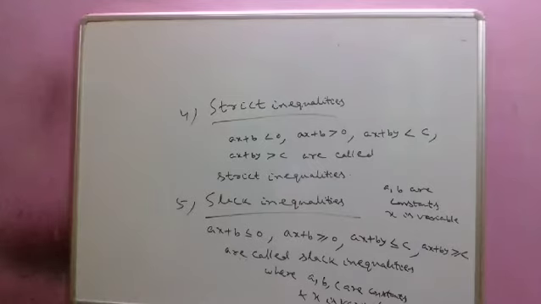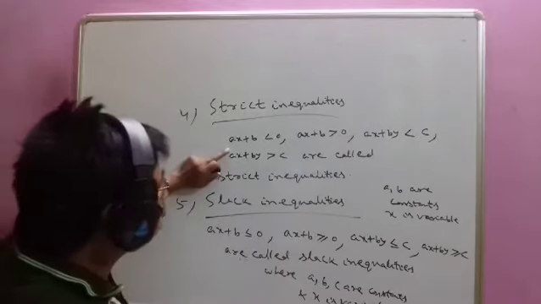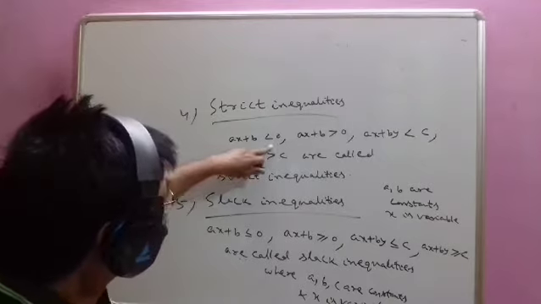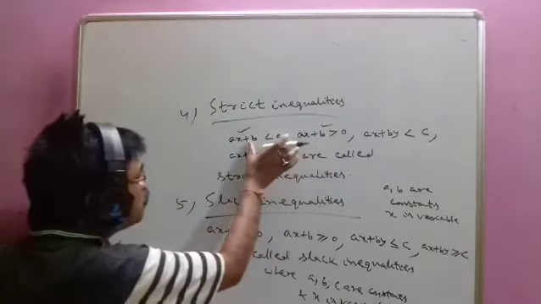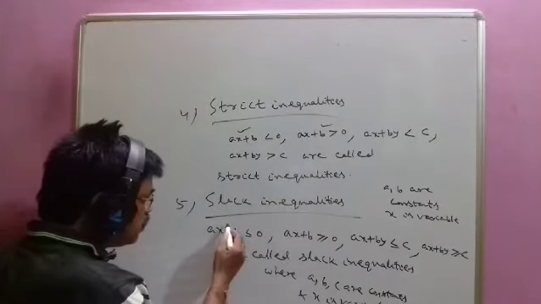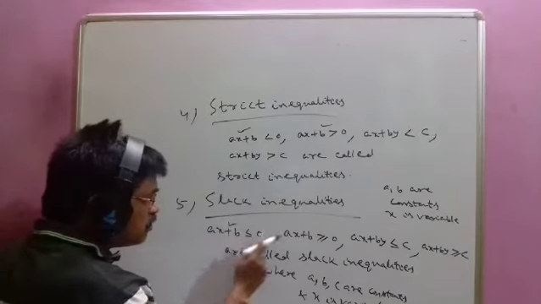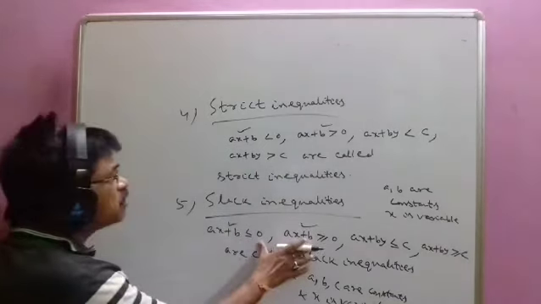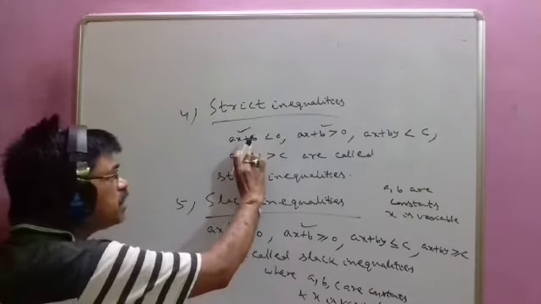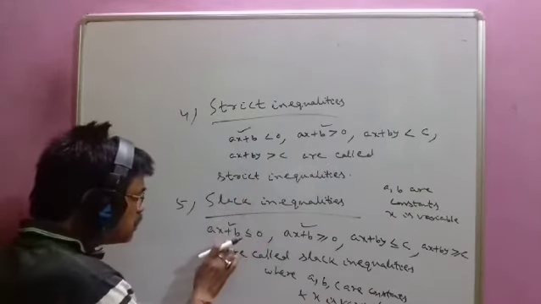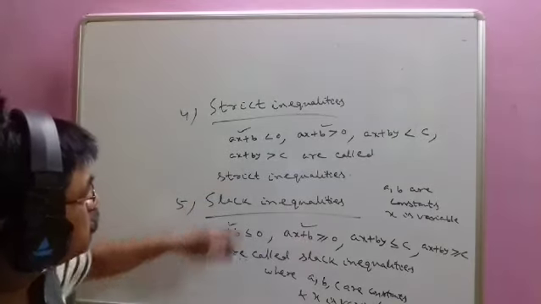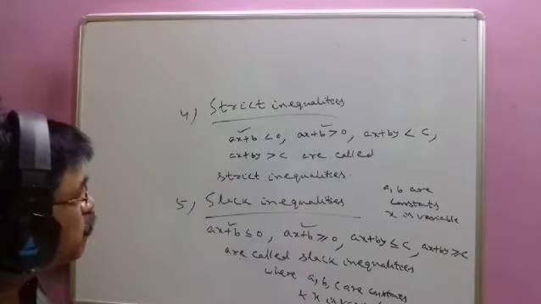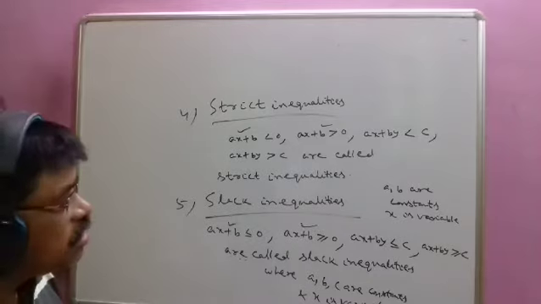And what is a linear inequality in one variable? You see this, x plus b less than 0, x plus b greater than 0, here only one variable. Similarly x plus b less than or equal to 0, x plus b greater than or equal to 0. These are called linear inequality in one variable. Linear means first degree.